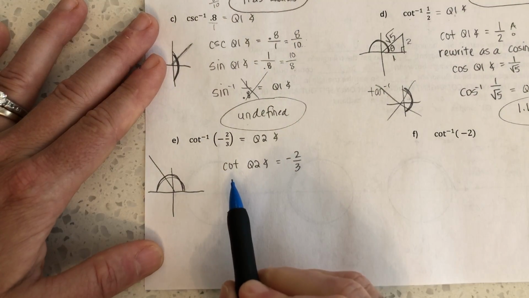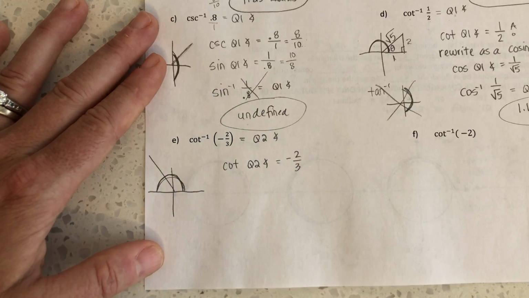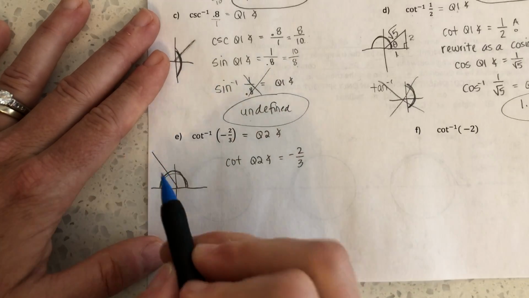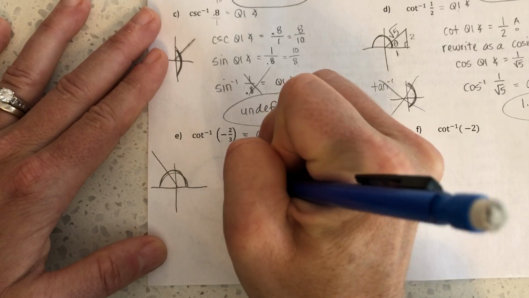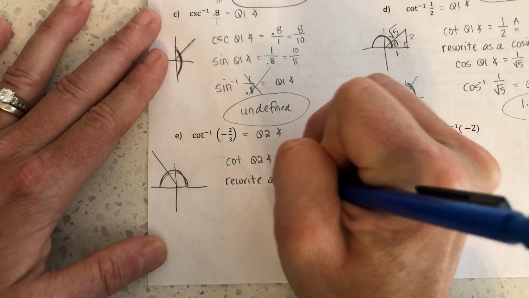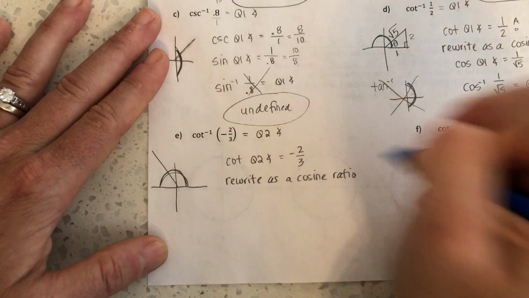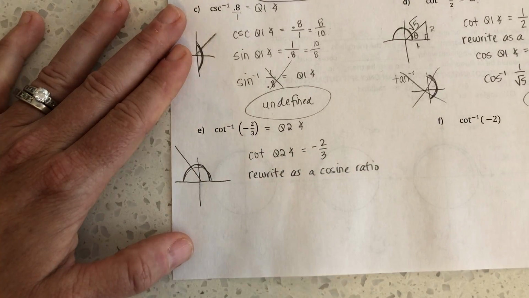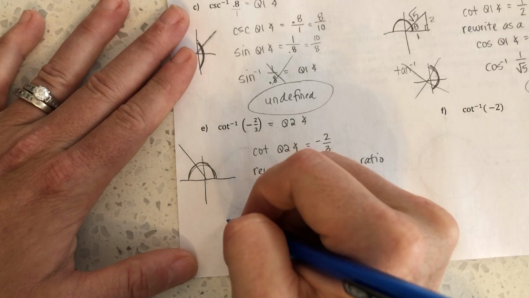Well, we need to turn this into a cosine ratio because only the inverse cosine, which is the one we have a button for on our calculator, can spit out the angle in quadrant 2. So rewrite it as a cosine ratio, which means we're going to have to build a triangle and work that triangle and build ourselves a cosine ratio.